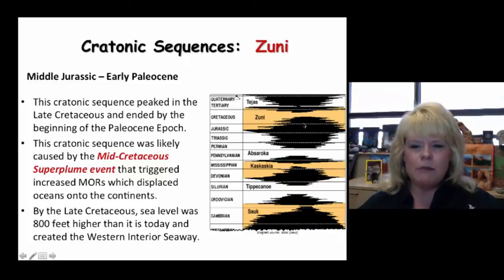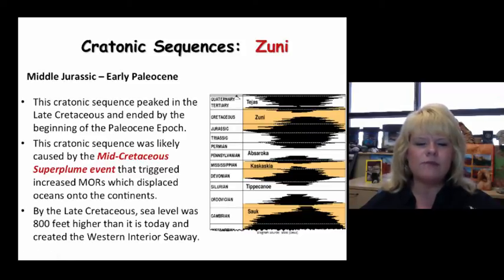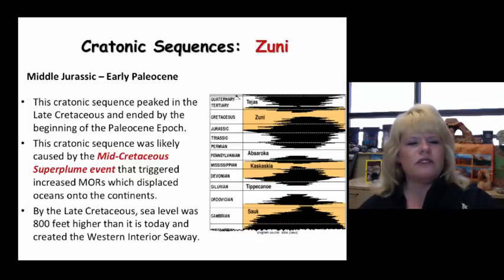So you can see there's a big black blob in the middle. Well, that makes sense. And then there's deposition through part of the middle, which was the Western Interior Cretaceous Seaway that we'll learn about when we get to that point in the semester. So this cratonic sequence started in the middle Jurassic and ended in the early Paleocene, which is Cenozoic. It was likely caused by a mid-Cretaceous superplume that created a giant mid-oceanic ridge that displaced the ocean water onto continents. This caused a worldwide rise in sea level, in some places up to 800 feet of water standing on the continent. It also created a massive seaway that separated the western and eastern sides of North America.